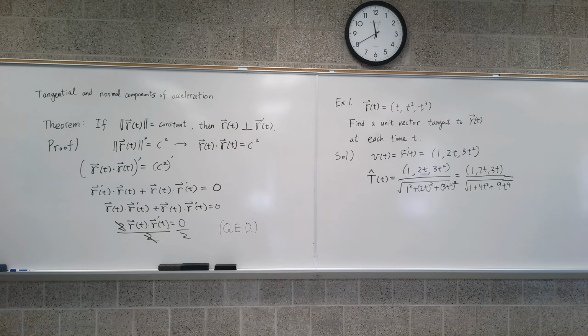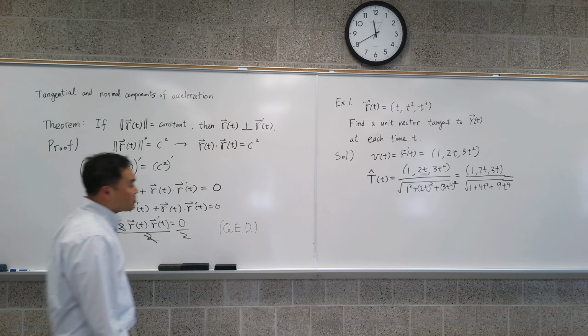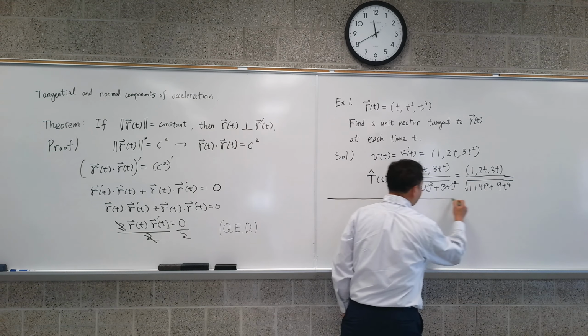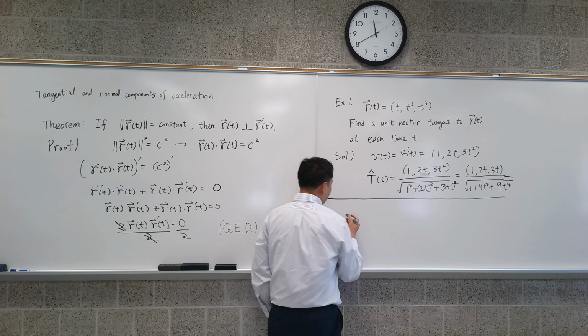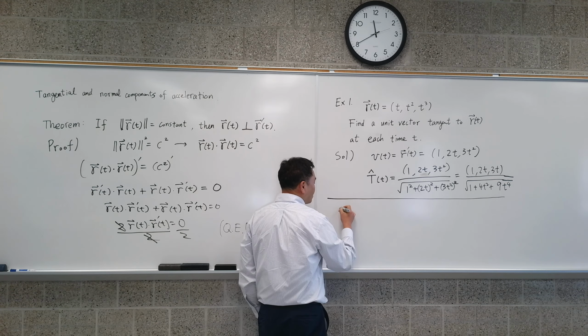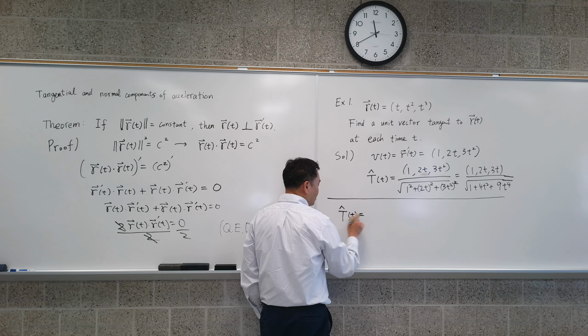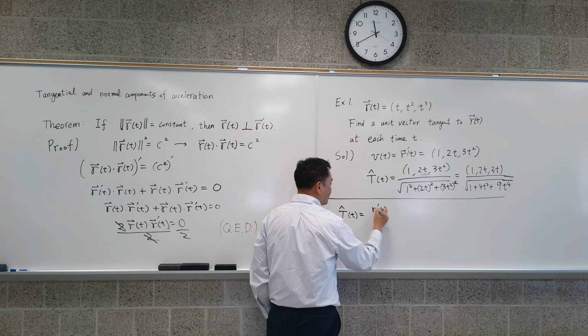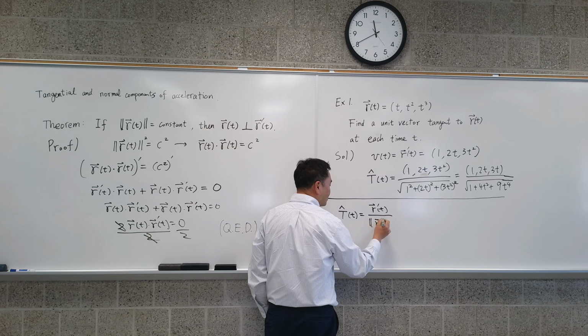So this problem demonstrates a nice formula, which says if you want a unit tangent vector to a curve, what you need to do is differentiate r and just divide it by its size.